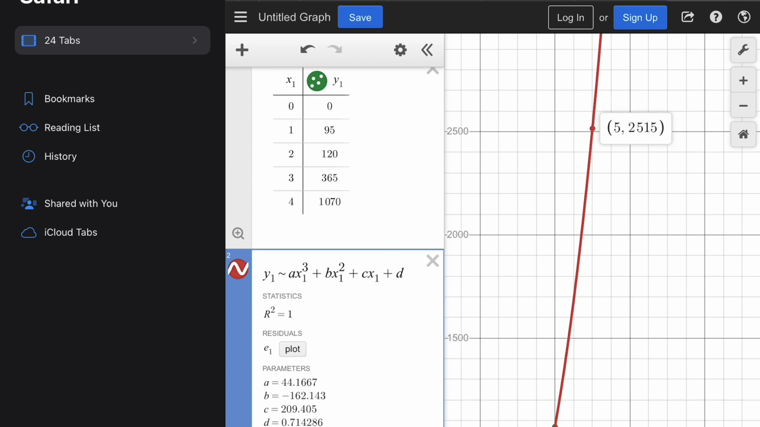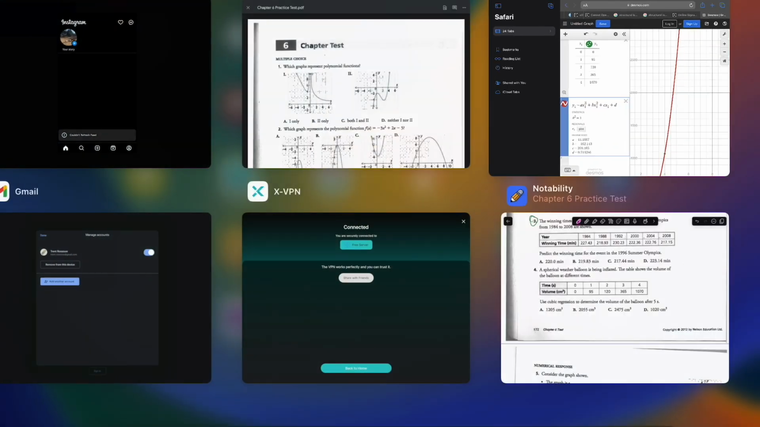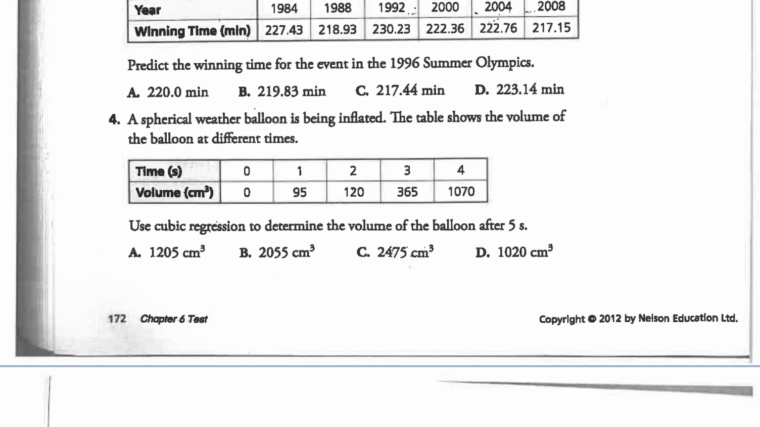And I know there's no answer that says 2515, but I double checked it and the answer is definitely just wrong. There's something on the internet that corrects it as well. That is the actual answer, but obviously we're just going to go for the closest one, which is C, 2475. So we'll go back to this and choose C, 2475.